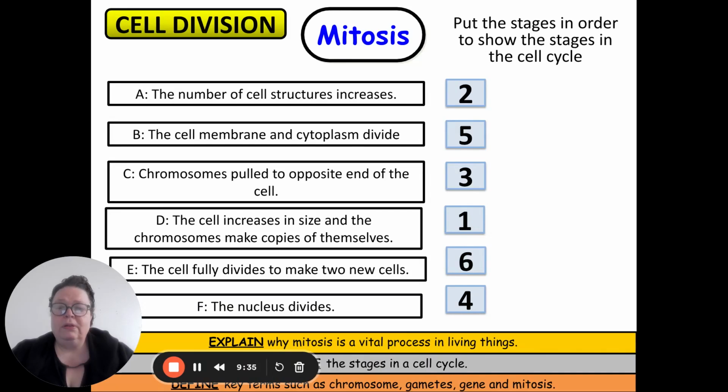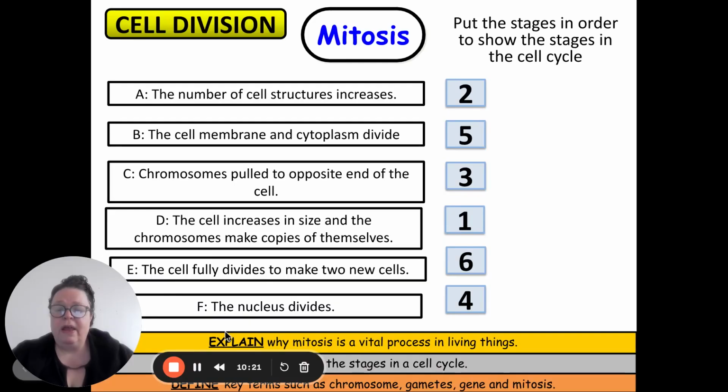So number one, the cell increases in size and then the chromosomes make copies of themselves. Number two, the number of organelles increases. Number three, chromosomes pull to the opposite end of the cell. Number four, the nucleus divides. Number five, the cell membrane and cytoplasm divide. And then number 6, the cell fully divides to make 2 new cells. So very well done if you got that correct. That is amazing. Give yourself a mark out of 6.